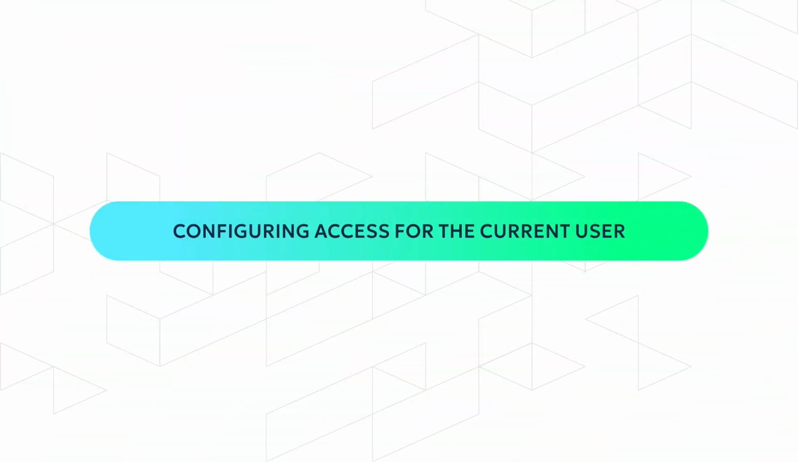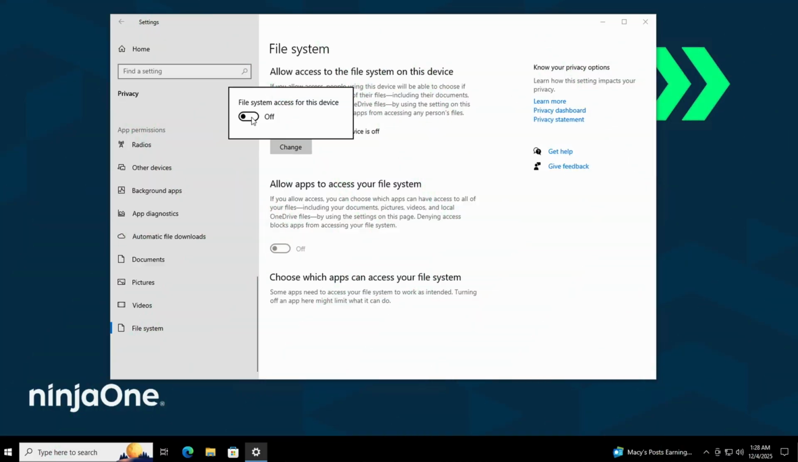Configuring access for the current user. For more granular control, you can also manage file system access for all apps running under the current user account. First, ensure that file system access is enabled for all users. Refer to the earlier section for those steps.